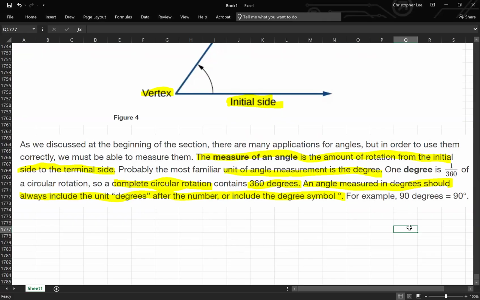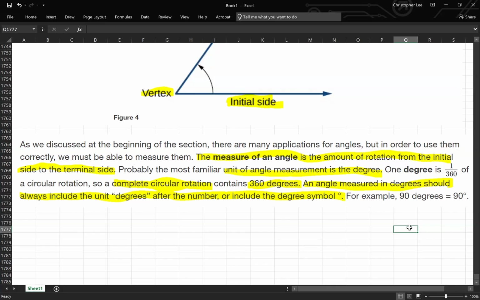So as we discussed at the beginning of this section, there are many applications for angles, but in order to use them correctly, we must be able to measure them. The measure of an angle is the amount of rotation from the initial side to the terminal side. Probably the most familiar unit of angle measurement is the degree. 1 degree is 1/360 of a circular rotation. So a complete circular rotation contains 360 degrees.